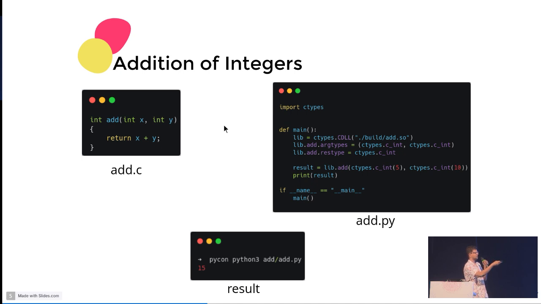If you see lib.add.argtypes, we are passing two int parameters, and the return is an int. That's what we are trying to define. And directly I'm calling the function, adding the two numbers, 10 and 5, and printing the result. In the output below, you can see the result, which is 15. So this is a simple introduction to see how ctypes work. Let's see more complex use cases.